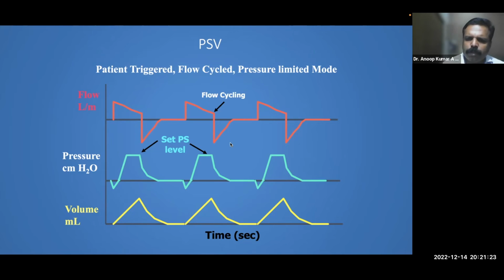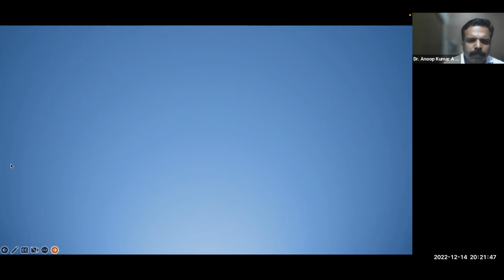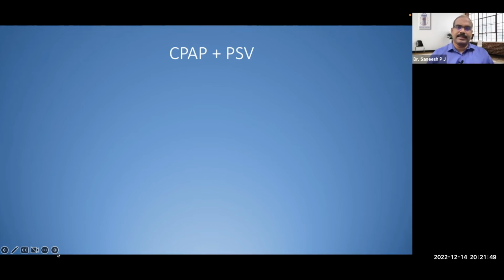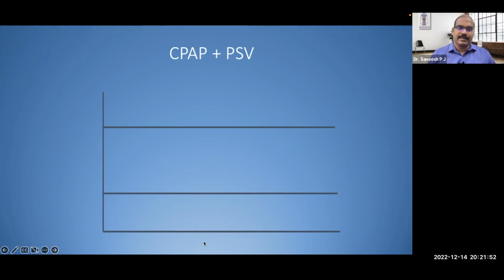Or there are newer modes, something like an automated tube compensation or ATC mode, where the machine itself will sense what is the resistance in the circuit depending on the tube size and the circuit, and the machine itself will offer a pressure support to neutralize that inspiratory resistance. Okay, that is about the pressure support mode. This is the CPAP with the pressure support that we have just explained. So almost the same thing, but the baseline is elevated to a CPAP level.